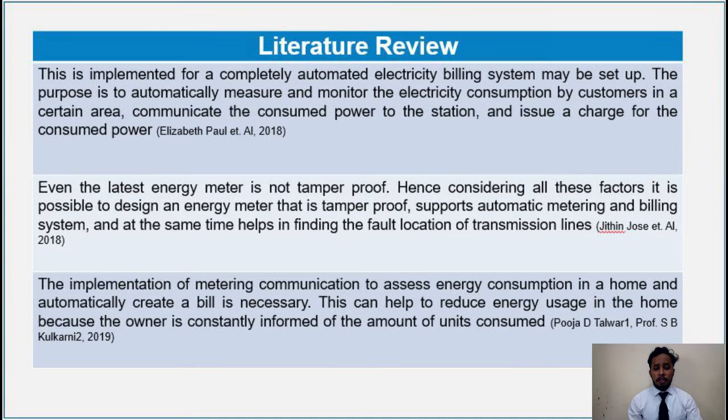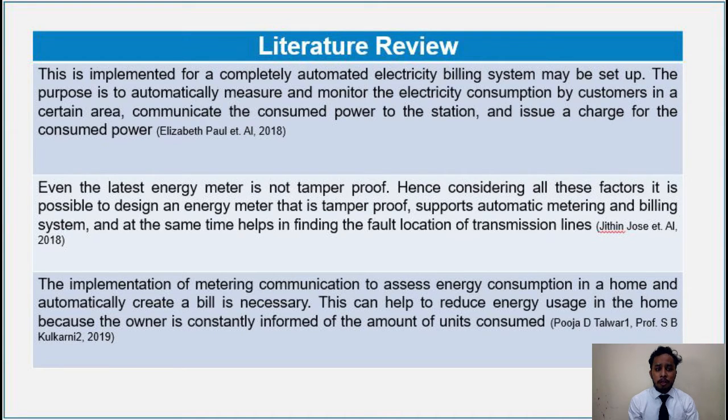And that's our literature review. Here I have listed only 3 literature reviews based on my reading. First, the implementation of a completely automatic billing system may be set up. The purpose is to automatically measure and monitor electric consumption by customers in a certain area, communicate to the customer's power station, and issue a charge for the customer's power.